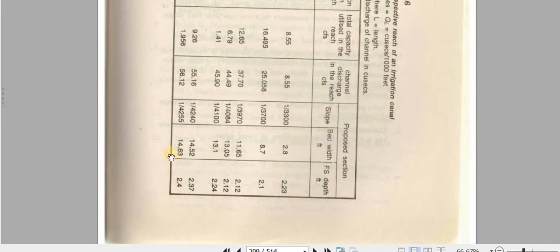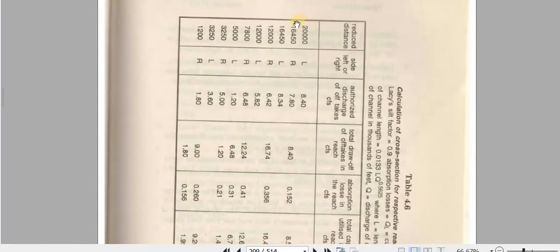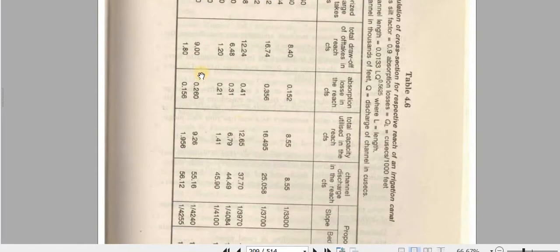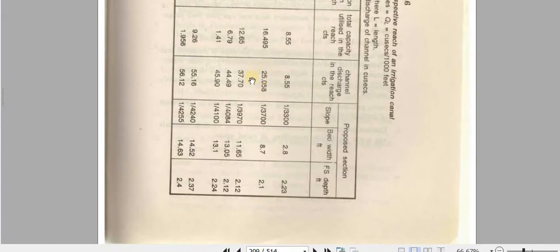Let me discuss. At the head, at 1200 meter, canal have width 14.63 and depth 2.4, but discharge will be delivered to first outlet, second outlet, third outlet. The dimension of the canal will be narrower. So the canal will get narrower from head to tail. You can see the width 14 point something, 14, 13, 13, 11, 8 and 2.8, because discharge is less. So each section, each length in between these should be designed separately based on this discharge.